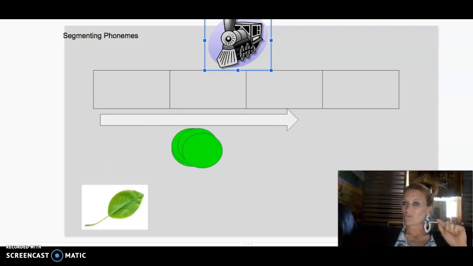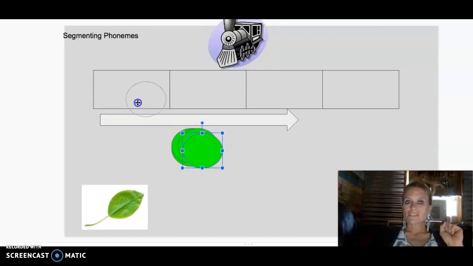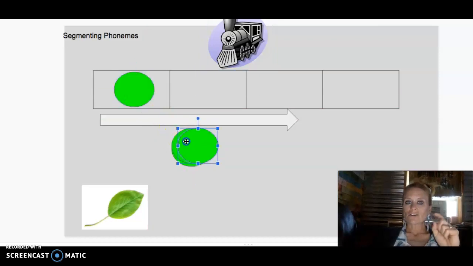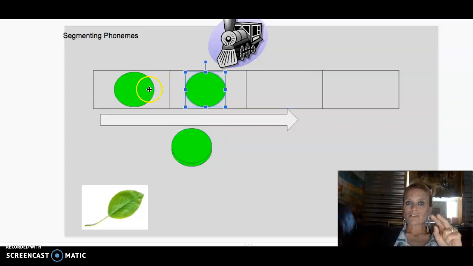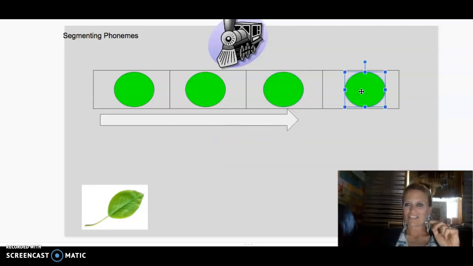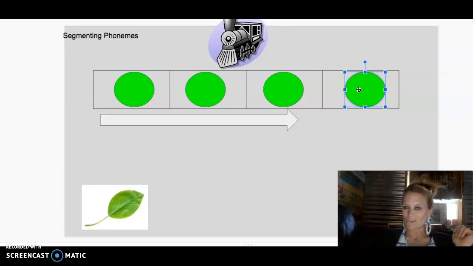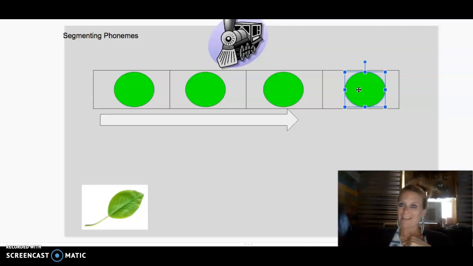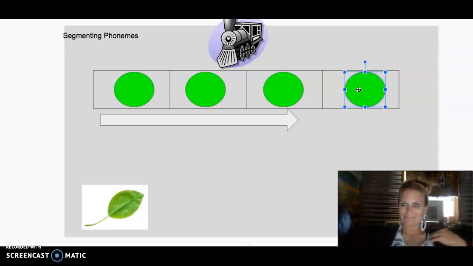All right, the next word is train. So we're going to say that word really, really slow, like a robot, so we can figure out how many sounds we hear in it. Let's touch each one. Train. How many sounds did we hear in the word train? 4. There are 4 sounds in the word train. How many sounds are in your name?